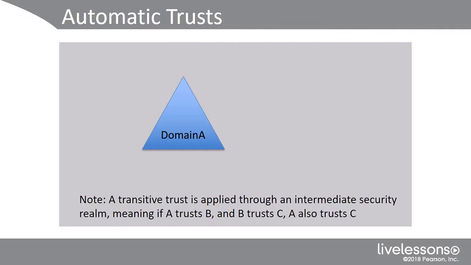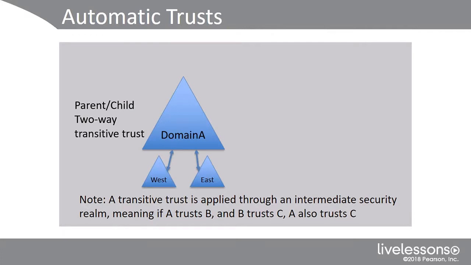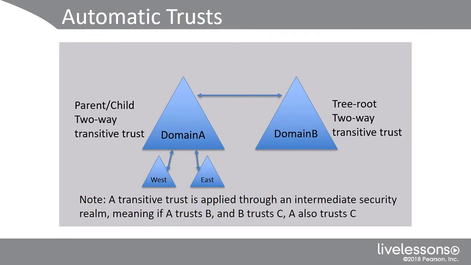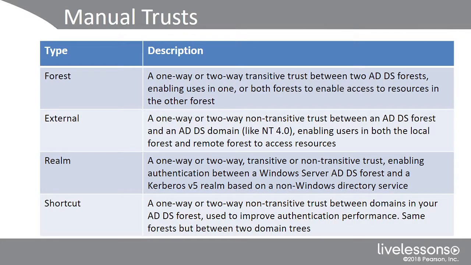An automatic trust is what we use when we add a child domain. It automatically creates a parent-child two-way transitive trust. And transitive trust just means if domain A trusts domain B, and domain B trusts domain C, let's say we had a third tier down here, then automatically domain A is going to trust domain C. So these are automatic trusts created between parent domains and child domains. We also have tree root two-way transitive trust, which is a trust between two different domains in that forest. As you can see, the automatic trusts are very easy to create because we don't have to do anything. We just walk through the steps to create the domains, and the trusts are created for us.